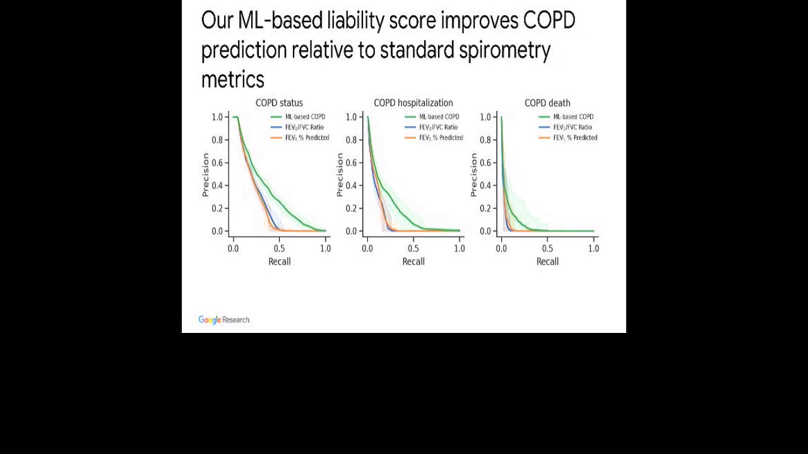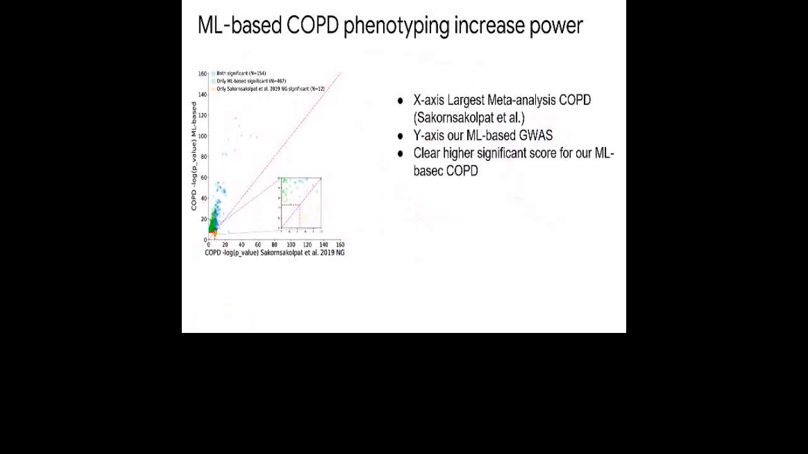One of the ways to do that, in my context as a genetic person, is to look at the genetic signal and see if it tells me something about this risk score. So we compare our GWAS with the largest GWAS that was done on UK Biobank for COPD. Here I'm just showing the comparison of the significance scores. The y-axis is the minus log p-value of ML-based COPD, our model. The x-axis is the minus log p-value of the largest GWAS. And every dot represents one variant.